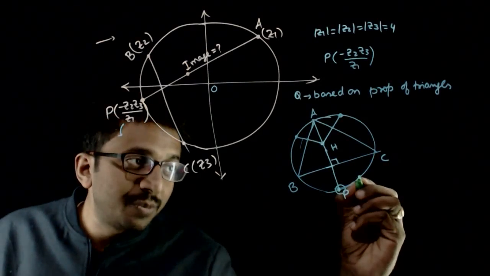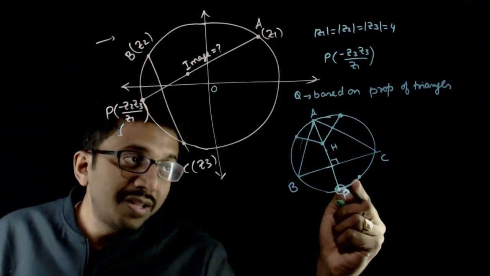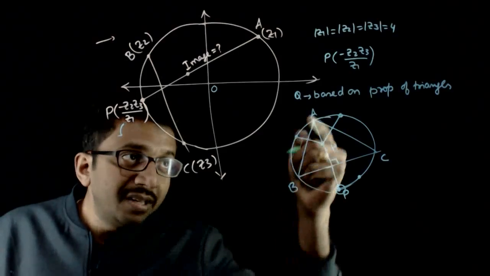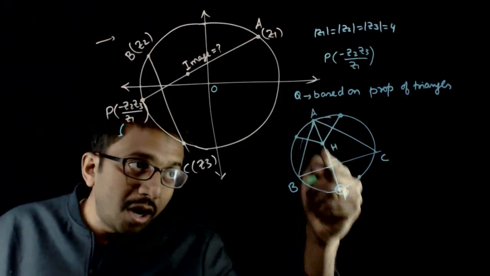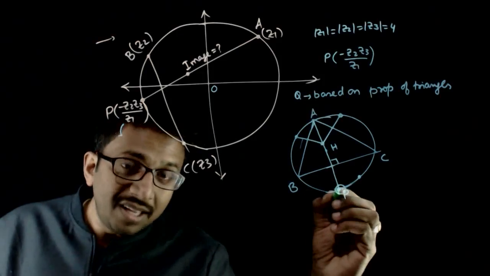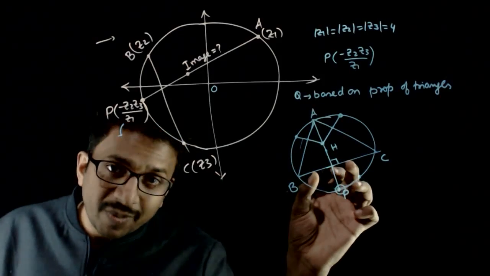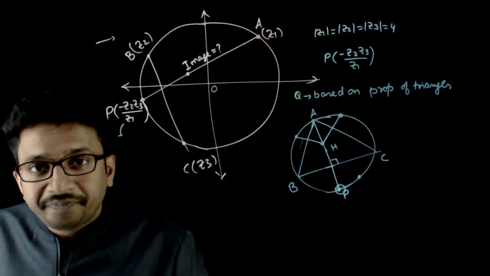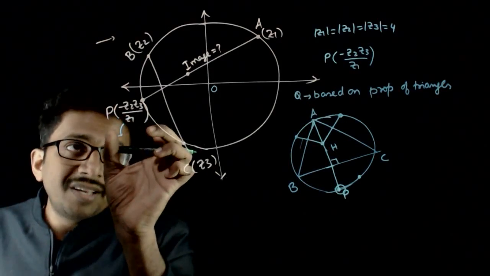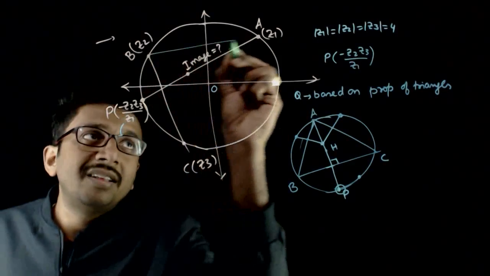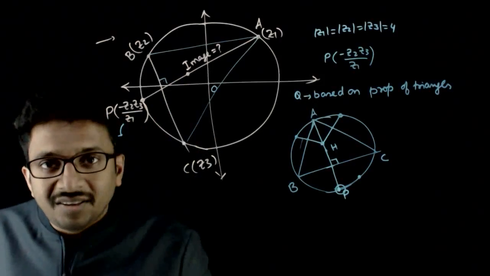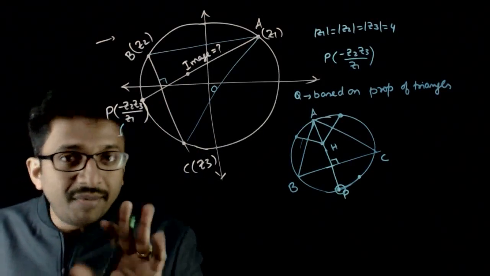If you take some other point, the image will not be the orthocenter. So whose image will be the orthocenter? The point where the altitude meets the circumcircle. The image of this point with respect to this particular side will be the orthocenter. Now what I'm going to prove is that this point is exactly that point where the altitude meets the circumcircle. That can be very easily proved.